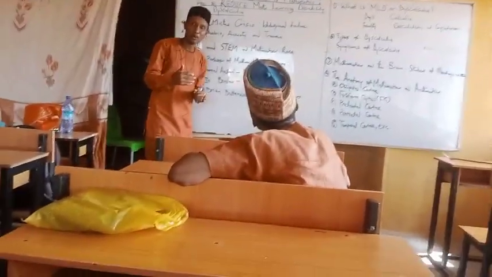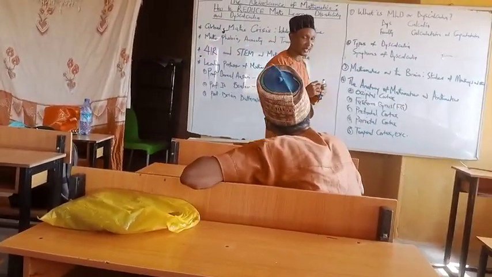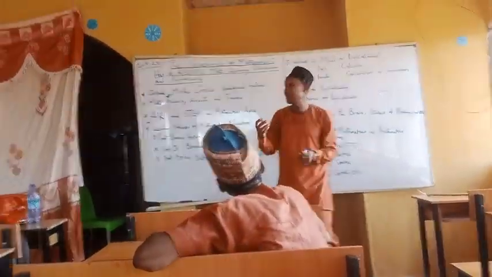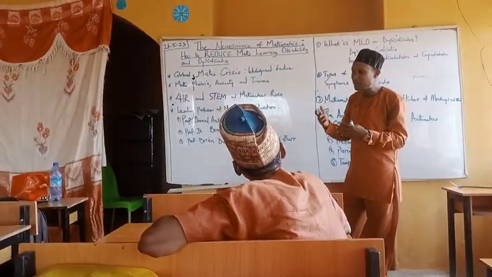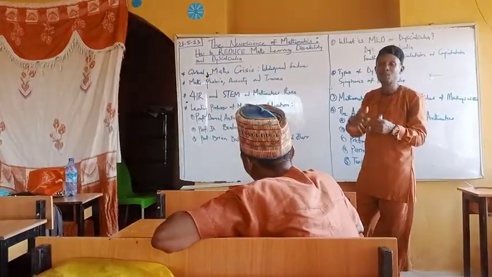Learning disability in mathematics is also defined as MLD, or MD, that is, mathematics learning disability or math disability. It's either you say MLD or you say MD. MD means math difficulty or disability.